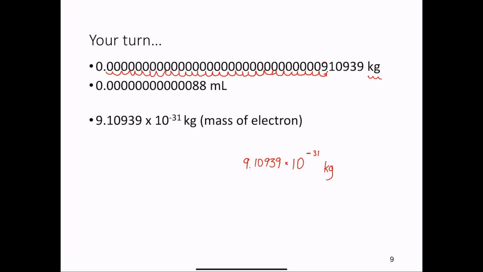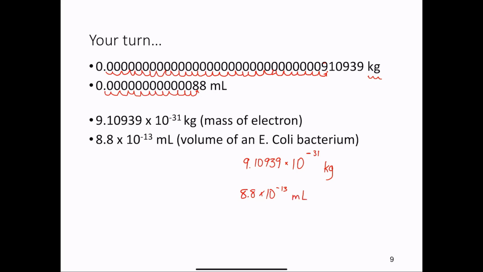So again, we want to have the first non-zero digit just to the left of the decimal. So this is going to be 8.8 times 10 to the negative, again, because negative exponent means this is a number very, very, very small. And so then now we just count how many times we have to move that decimal. 1, 2, 3, and so on, up to 13. 8.8 times 10 to the negative 13th, and that's milliliters. Did we get it right? Yes, we did.